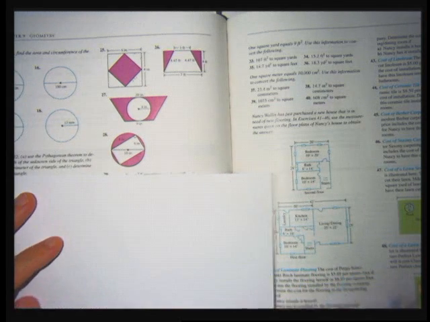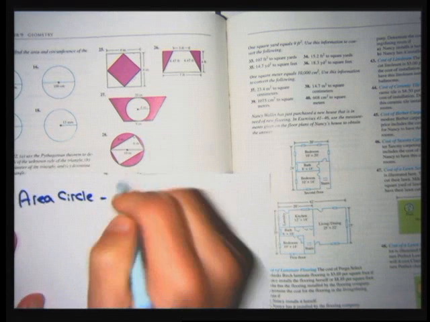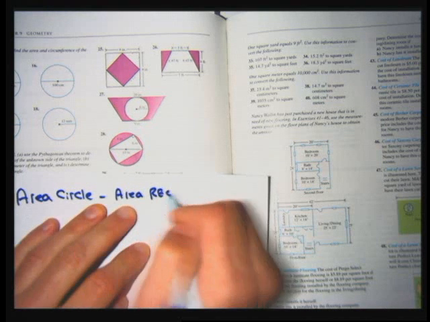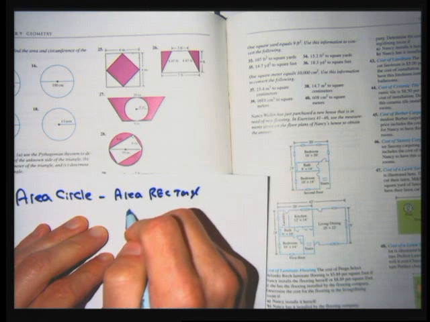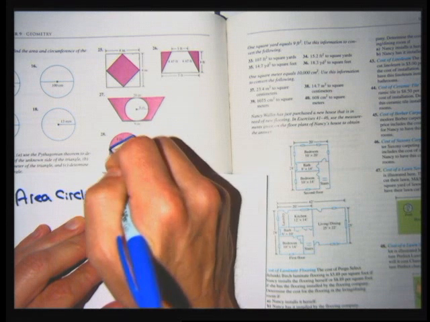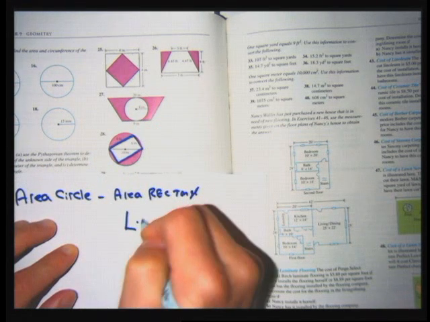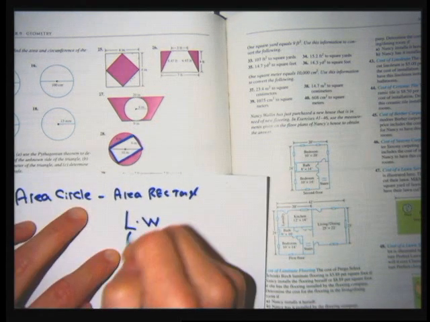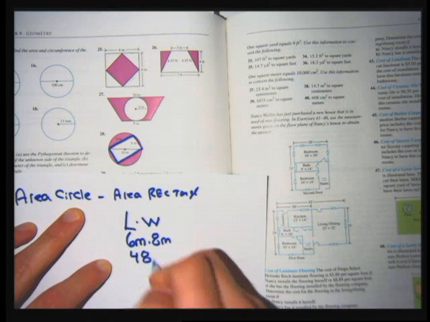In 28, the shaded area is going to be the area of the circle minus the area of the rectangle. If I look at the rectangle inside this circle, I'm assuming its length and its width are 6 meters and 8 meters. I see a 6 there and an 8 there. So the area of the rectangle is length times width. That's the area that I need to subtract out, and that's just going to be 6 meters times 8 meters, or 8 meters times 6 meters. The area of the rectangle is 48 square meters.